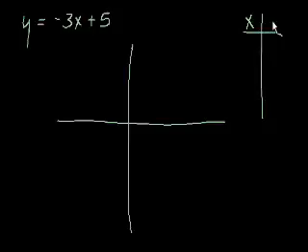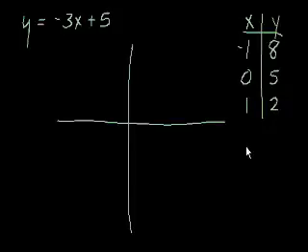So x and y. Say if x is negative 1, then negative 1 times negative 3 is 3 plus 5. That's 8. If x is 0, then y is 5. That's pretty easy. If x is 1, negative 3 times 1 is negative 3. Then y is 2. If x is 2, negative 3 times 2 is negative 6. Then y is negative 1. Something was wrong there. Right.